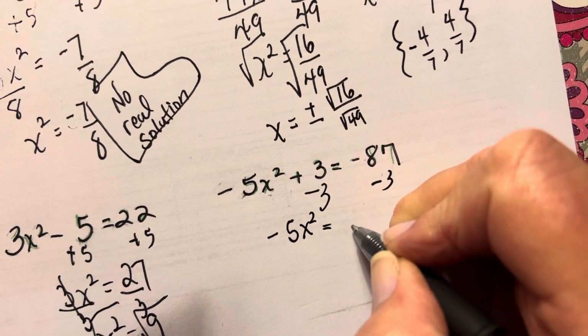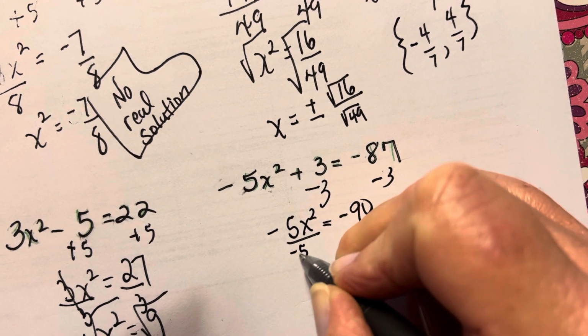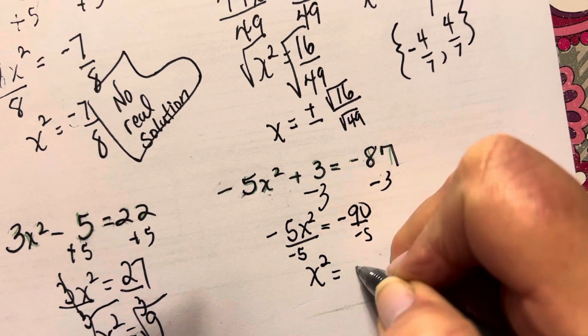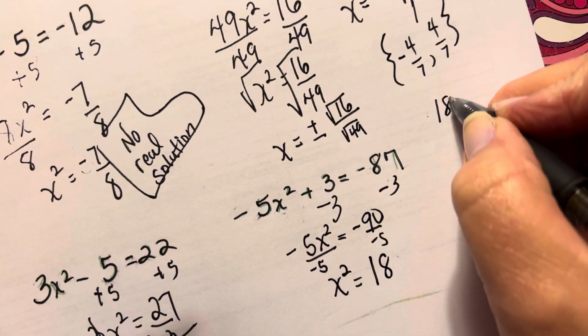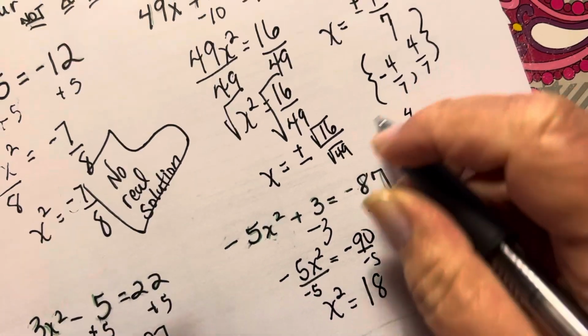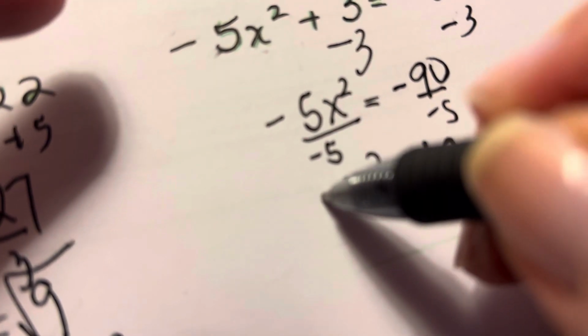And then for my last one, I'm going to subtract 3. -5x squared would equal -90. Divide by -5. X squared will equal, I think that's 18. Let me make sure. Yes. And then I'm going to take the square root of both sides.